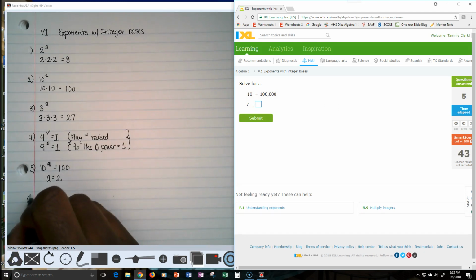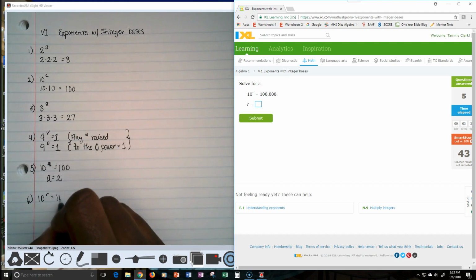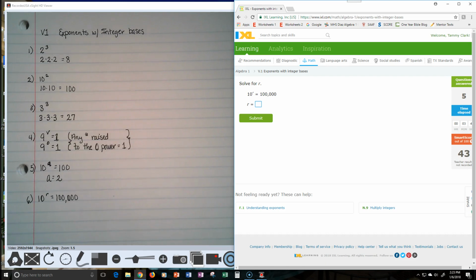We have number 6. That's 10 raised to the r power equals 100,000. So you would think, how many times do I have to multiply 10 by itself, or how many 10s do I need to make 100,000? Well, we know 10 to the second power is 100, 10 to the third power is 1,000, 10 to the fourth power is 10,000, so 10 to the fifth power, so r would be 5.